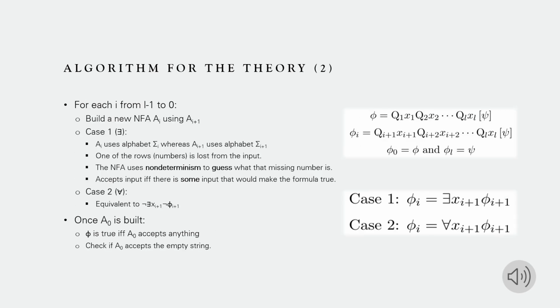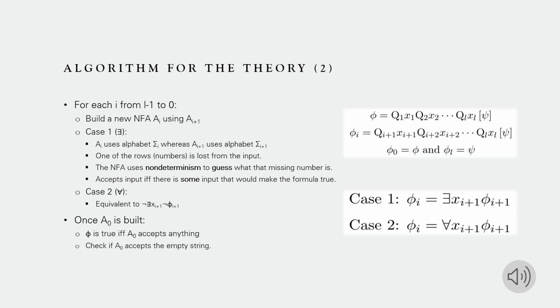After building the NFA for psi, or for any layer phi sub i, we need to build another NFA that captures the next layer of the formula with an additional quantifier attached to the left of it. So we start with the NFA for phi l, and then phi l minus 1, and so on until phi 0. Each NFA A sub i uses the alphabet sigma i in contrast with A sub i plus 1, which uses sigma of i plus 1. One of the rows of the alphabet gets removed, so each string has i rows instead of i plus 1. This corresponds to one of the variables getting removed because it is being quantified over.